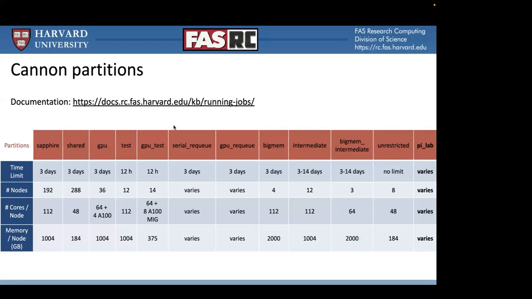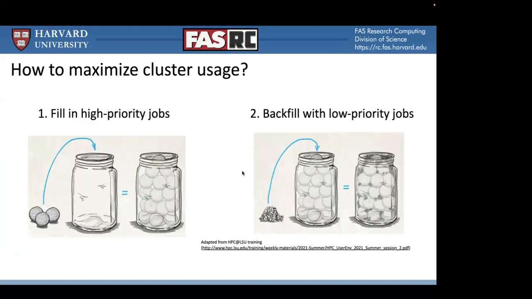There are 2 partitions in particular that behave differently, and those are called the requeue partitions. We have a GPU requeue and we have a serial requeue. Serial requeue is for CPUs, GPU requeue is for GPUs. The time limit is the same, 3 days. What these requeue partitions do is basically this.